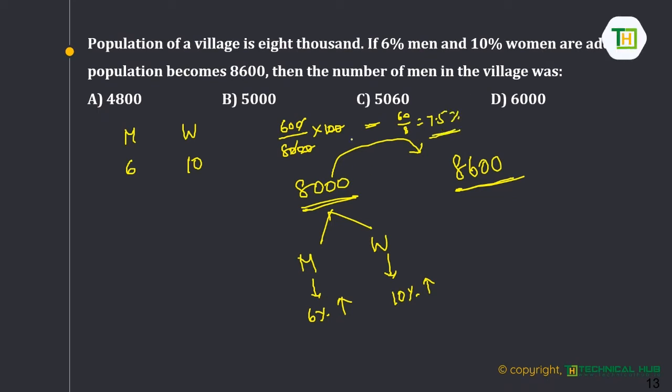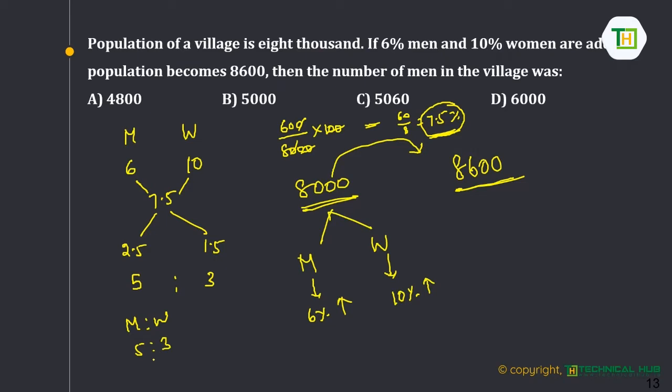Okay. So men is increased by 6% and women is increased by 10% and the total population is increased by 7.5%. So I will take the mean value as 7.5. Okay, so I know how to apply the alligation method. The difference of 10 and 7.5 is 2.5 and here the difference is 1.5. So I can write 2.5 converted into integers, it is 5 and it is 3. That means the men and women are in the ratio 5:3.